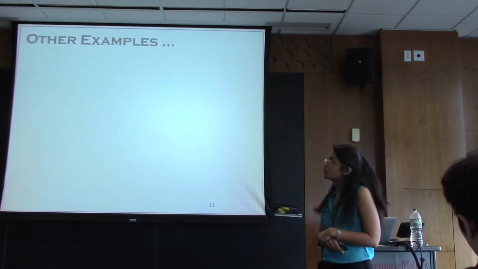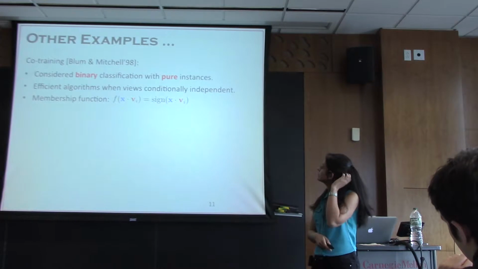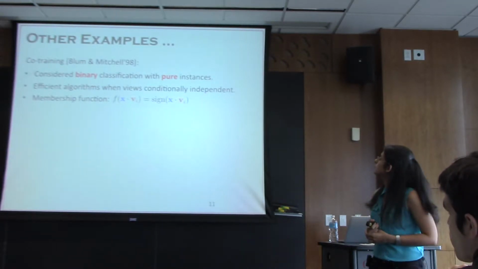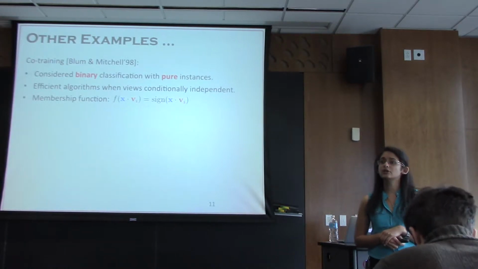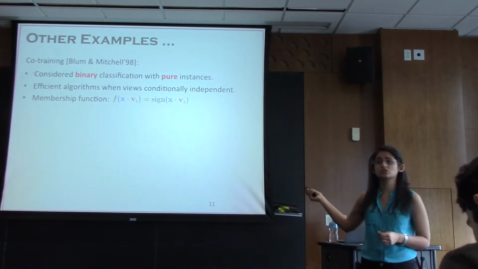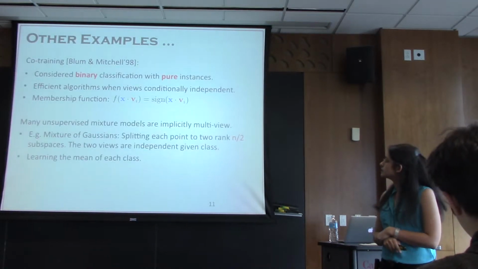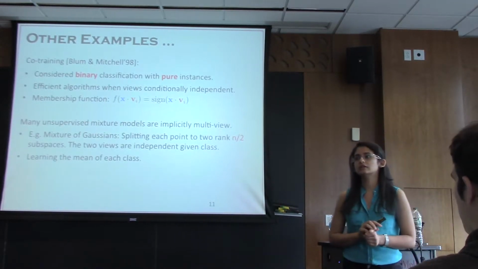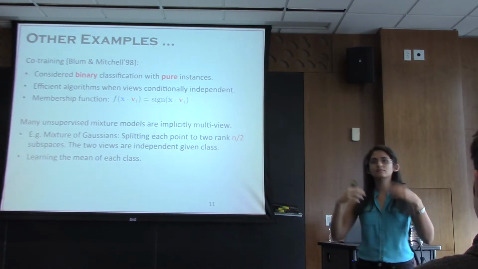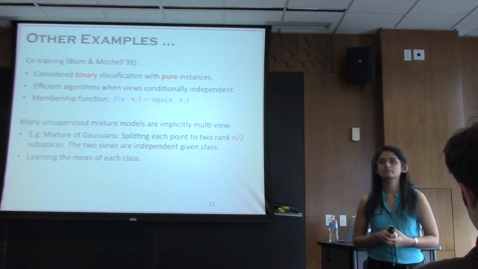OK. So there are other examples, other than topic modeling, where this framework actually comes into play. For example, in the co-training framework of Blum and Mitchell, you assume that you have a binary classification, and you don't see the labels, but points appear in pairs, and you want to learn a classifier. In that case, the partial membership function, which took the dot product, was actually just a sign function. It was just positive or negative, because every point was purely in one or the other class. Another thing is that many unsupervised models of learning can fall into this framework. For example, if you have a mixture of Gaussians and you want to learn them, you can divide the space into two random sets of features and just try to learn the mean in each of those subspaces.